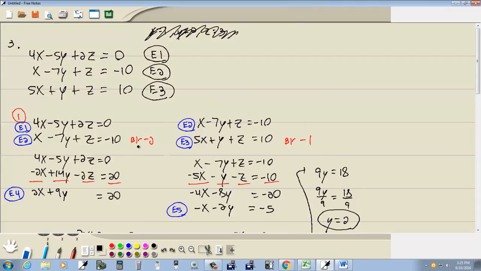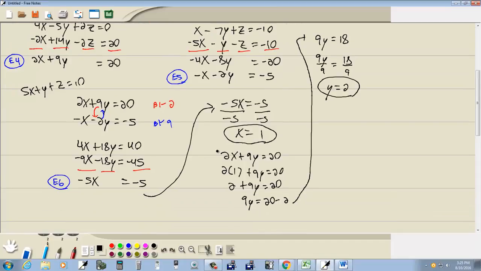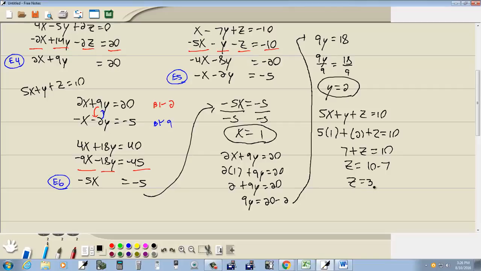I'll choose the first one. 5x plus y plus z equals 10. We just said x is 1, so I got 5 times 1 plus y, which is 2, plus z is equal to 10. 5 times 1 is 5, plus 2 is 7, so I got 7 plus z is equal to 10. Take the 7 over, becomes a negative 7, and we get z is equal to 3. Our answer is written as an ordered triple, so put the x first, then the y, and then the z. And that would be our answer.